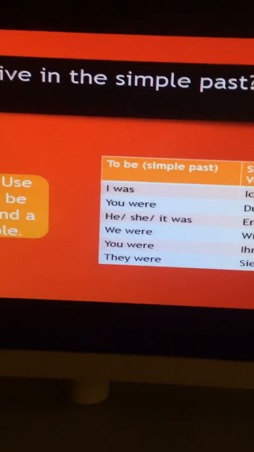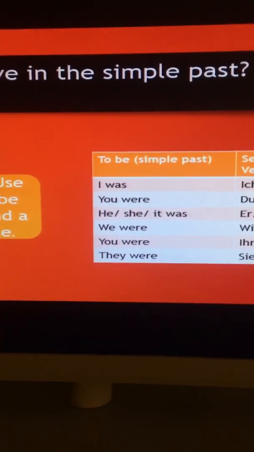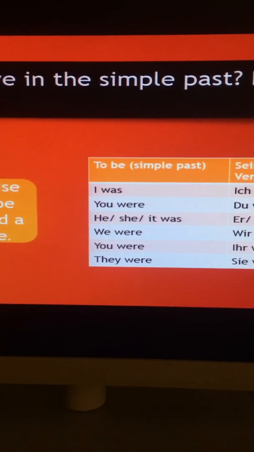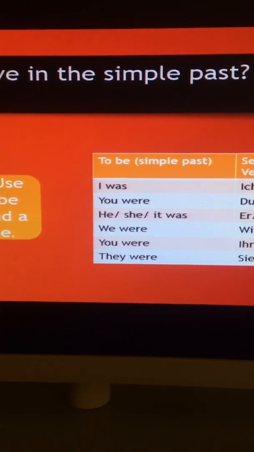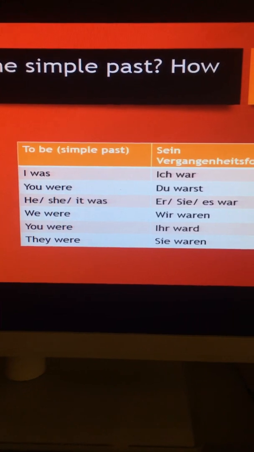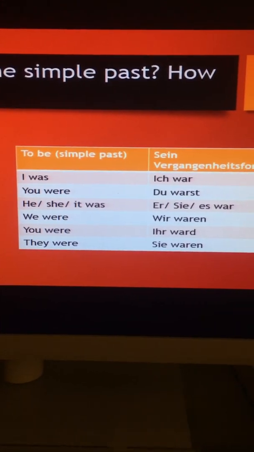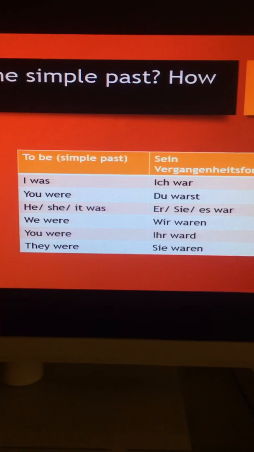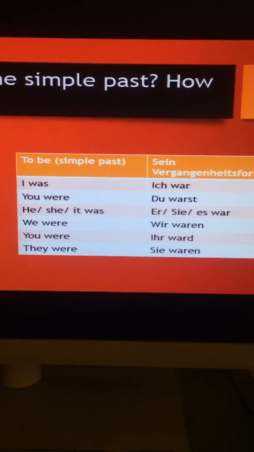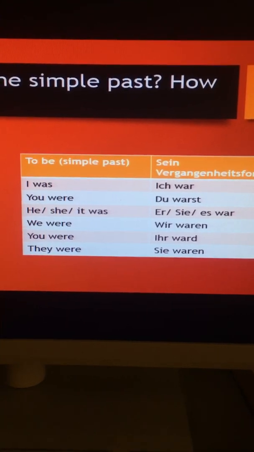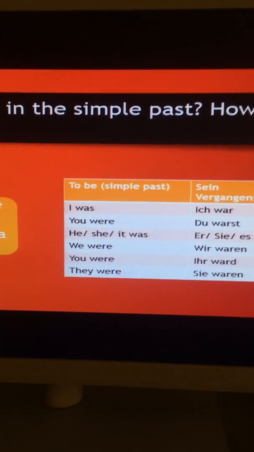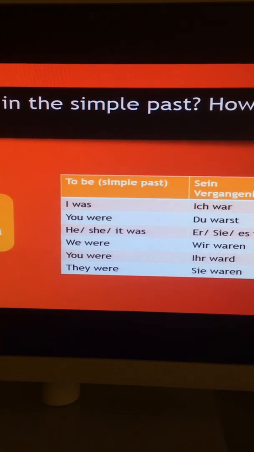Let's look at this simple past bit. To be in the simple past is like I was, you were, he, she, it was, we were, you were, they were. And that translates to that. I was is ich war, you were, du warst, er, sie, es war, we were, wir waren, you were, ihr wart, und they were, sie waren. Okay? That is the simple past and the form of to be.